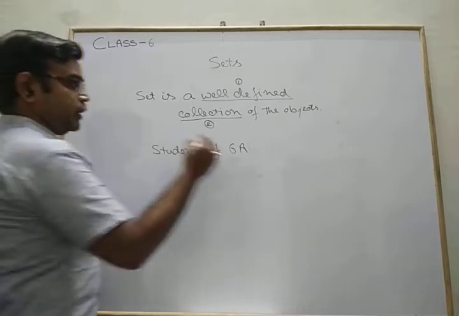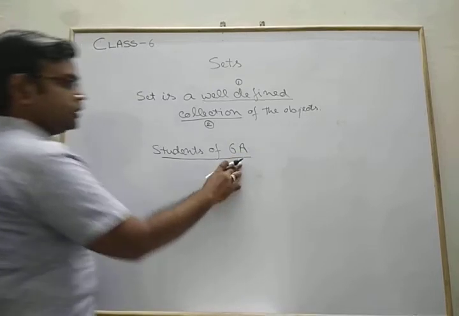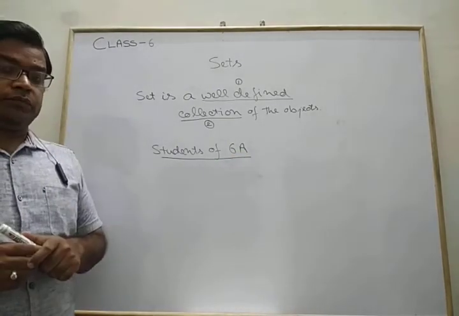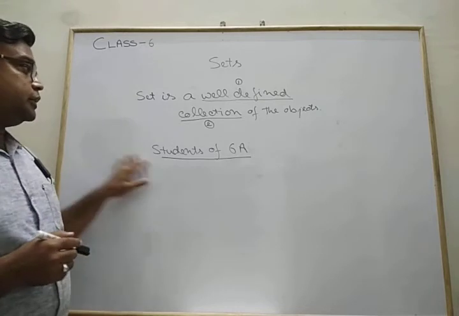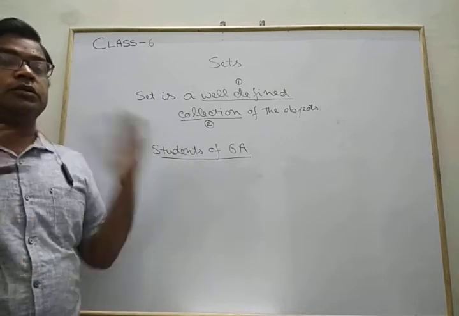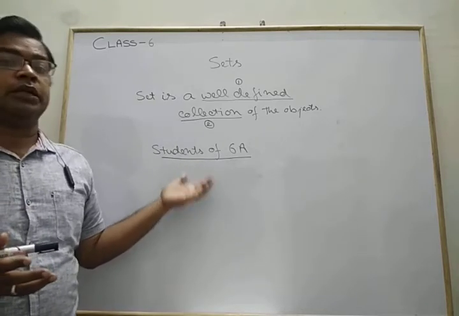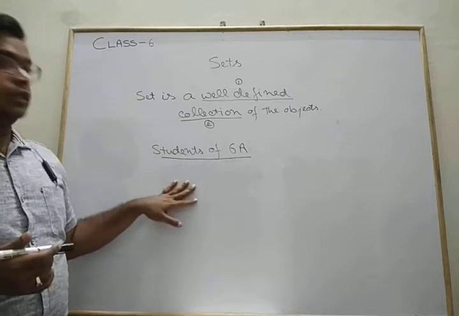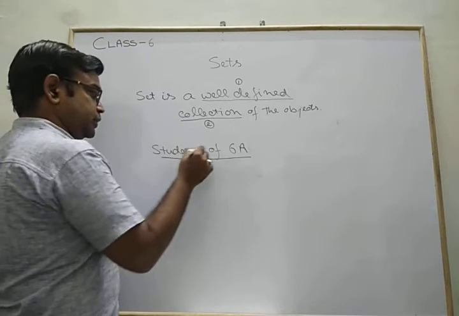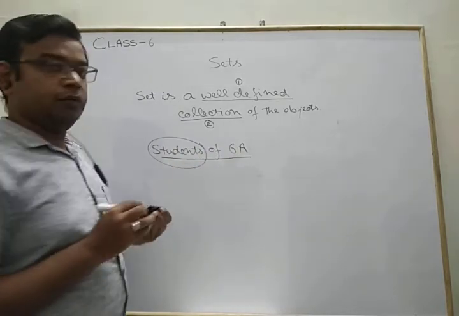In this, it is well-defined. 6A means what? Students of 6A. In these students, not only one or two students are there; the collection of students may be 20, maybe 30. So this is your collection. Students itself says collection, and this complete statement says well-defined.